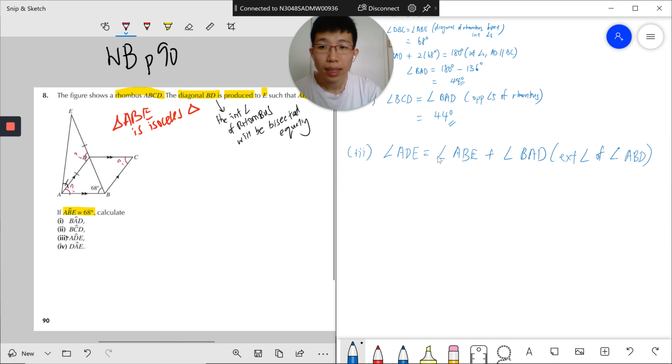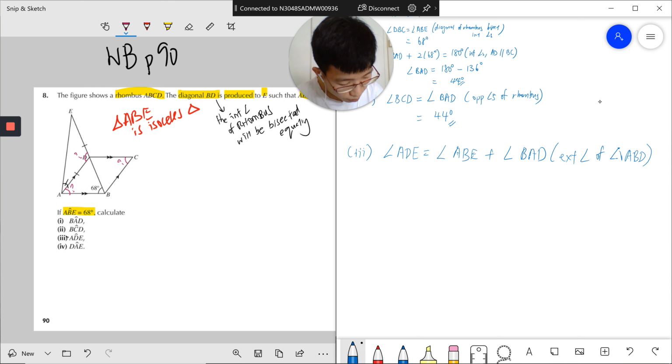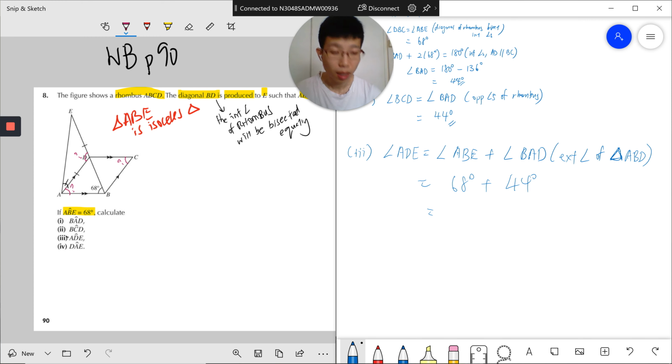Angle ADE will be equal to angle ABE plus angle BAD, which is the exterior angle of triangle ABD. That should be a triangle. So now I just need to take ABE, which is 68 degrees, plus the first answer, 44 degrees, and this will give you your answer. So 68 plus 44 will be 112 degrees. You can just press your calculator and get this answer.